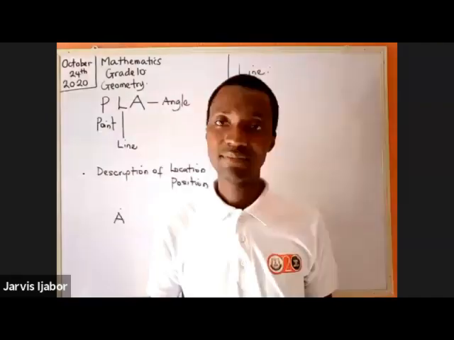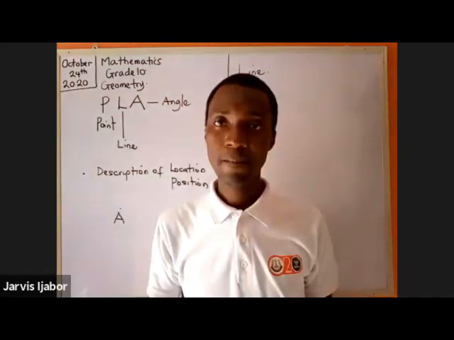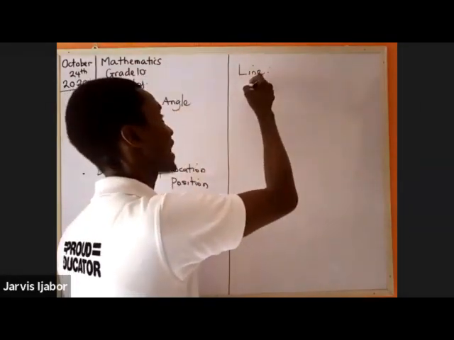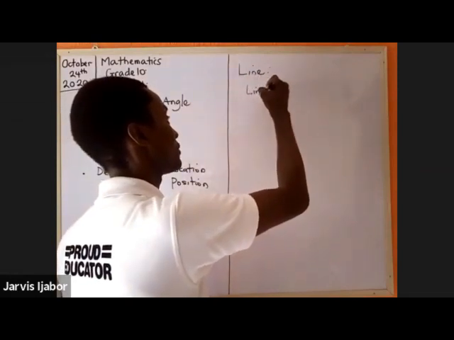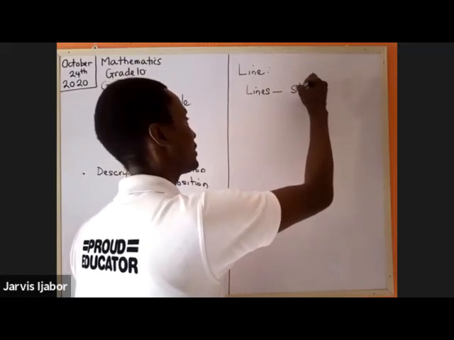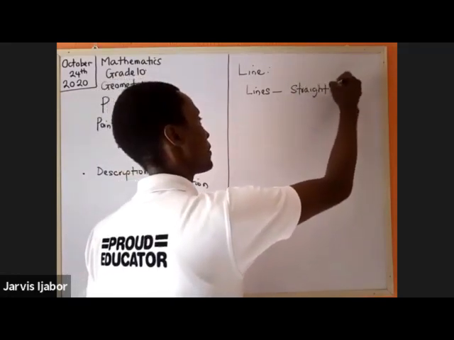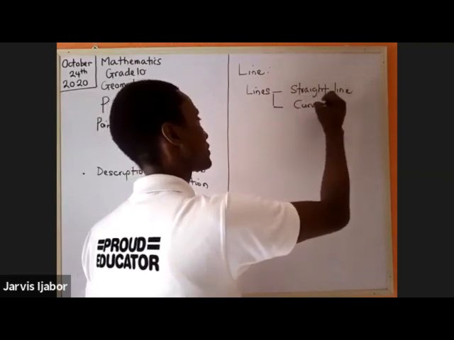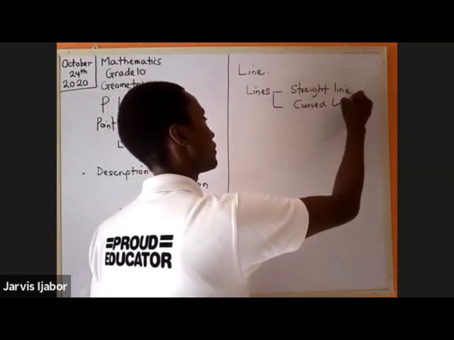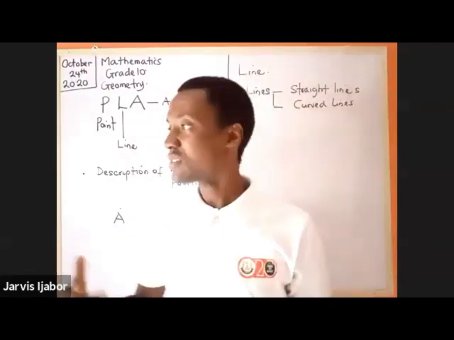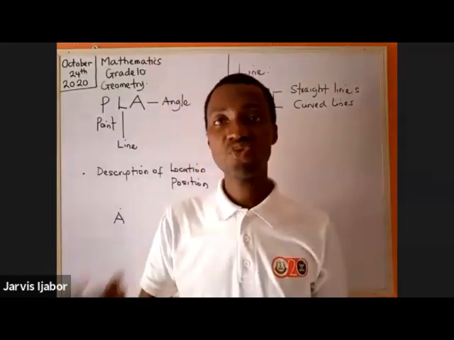Things like, one, what is a line segment? Or rather, let's go, what are the types of lines we have? Now, we have what is called a straight line, and there's something we call curved lines. Now, there are other descriptions to lines, but I will just stick to straight and curved.